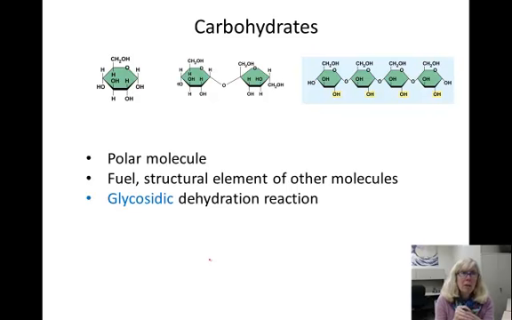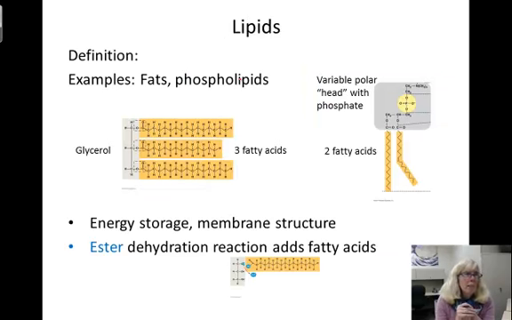Here's our first biomolecule. Carbohydrates are important for fuel and as structural molecules. The dehydration reaction that forms carbohydrates is called a glycosidic reaction. Lipids are a disorganized group that share the characteristics of being insoluble in water. They're either hydrophobic or amphipathic.